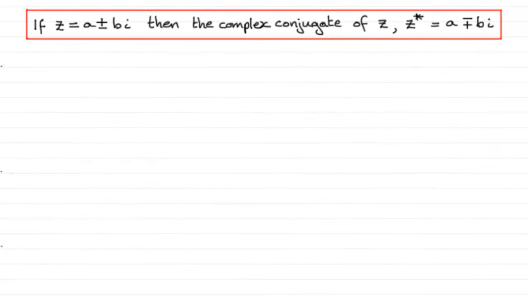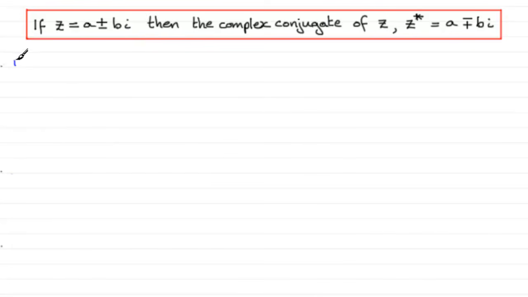Hi. Now in this tutorial what I want to do is introduce you to something called a complex conjugate. If you've got a complex number, say z, and it equals a plus or minus bi, then the complex conjugate of z, often denoted by z with a little star up here, is equal to a minus or plus bi. In other words, what we do is we just switch the sign on the imaginary part.